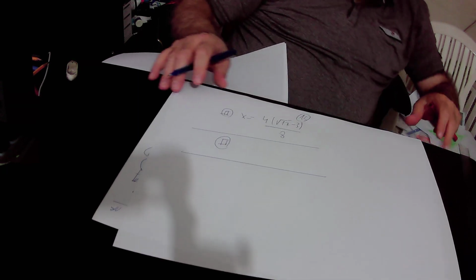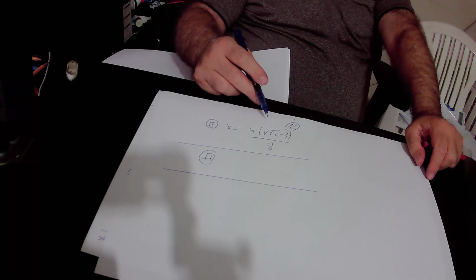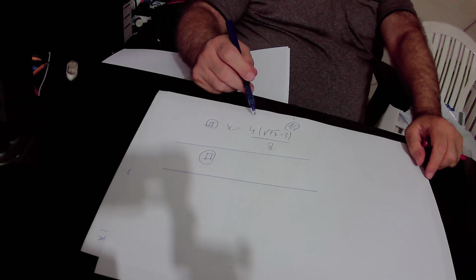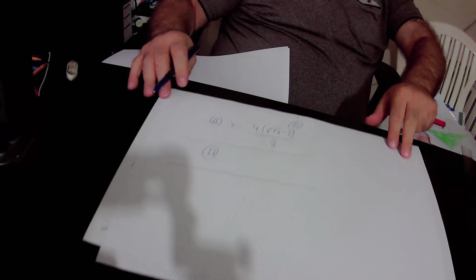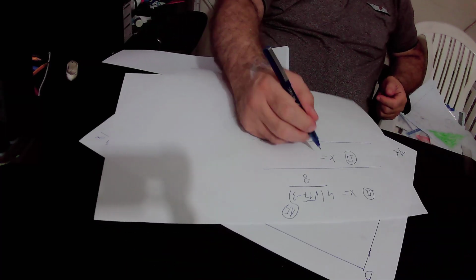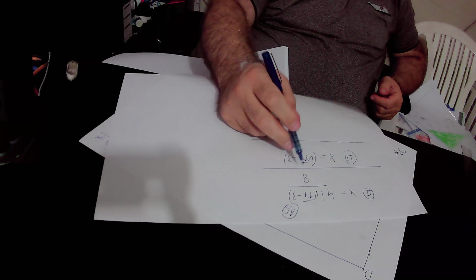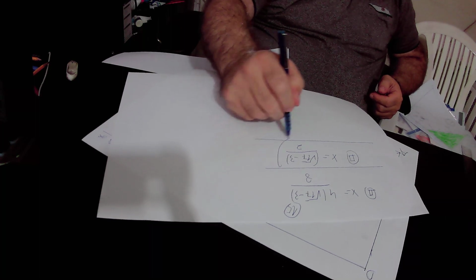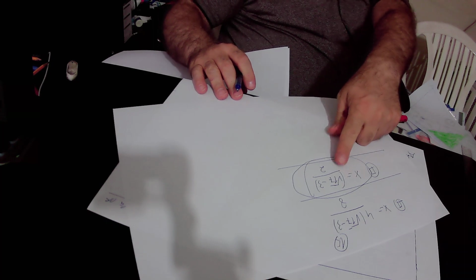So x equals 4 times square root of 17 minus 3 over 8. Here we will divide the numerator and the denominator by 4, and we will get that x equals square root of 17 minus 3. 4 over 4 is 1 and 8 over 4 is 2. Okay, we found out the value of x. X equals square root of 17 minus 3 over 2.